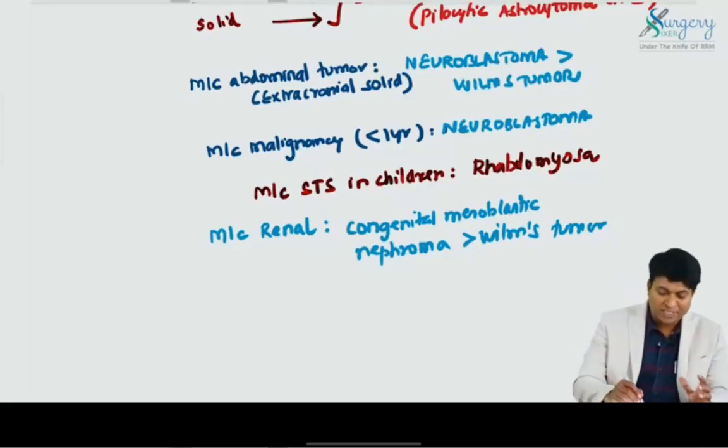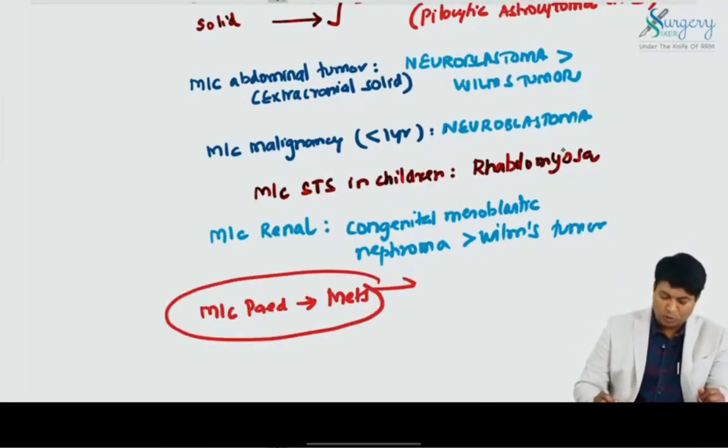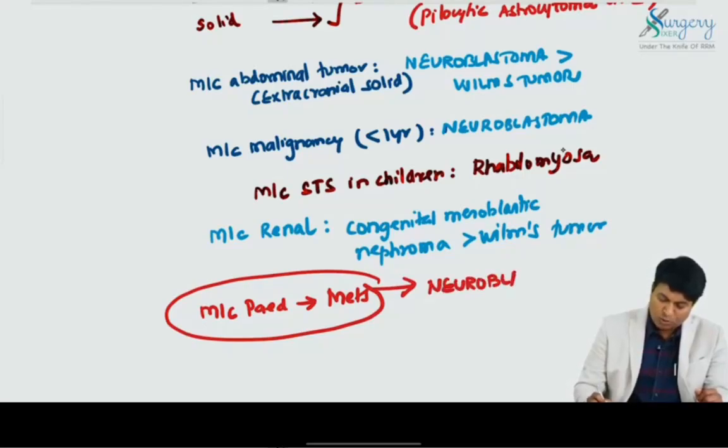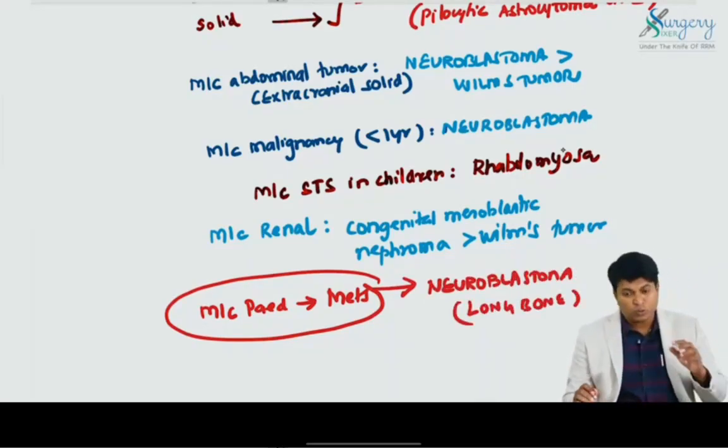Which tumor in children can produce a huge number of mets? The most common pediatric tumor to produce mets is neuroblastoma. Very interesting point. Neuroblastoma causes severe bone mets, especially to the long bones.